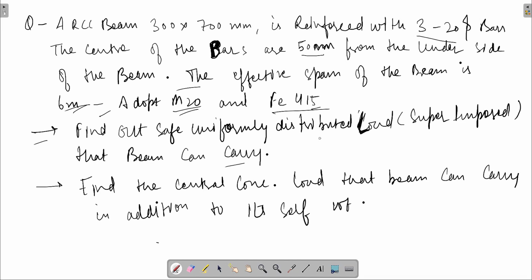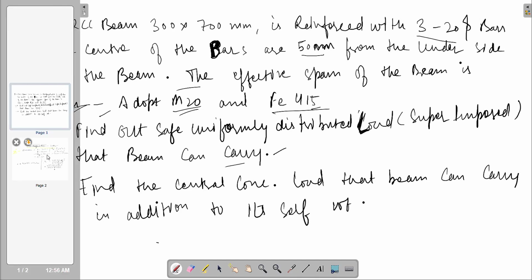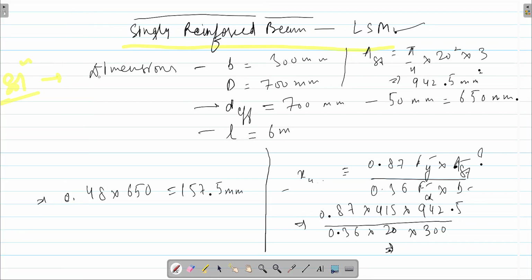So the very first question they have asked us to determine is to find out the safe uniformly distributed load, or the superimposed load, that the beam can carry. This is the first problem. So we'll see every problem one by one.